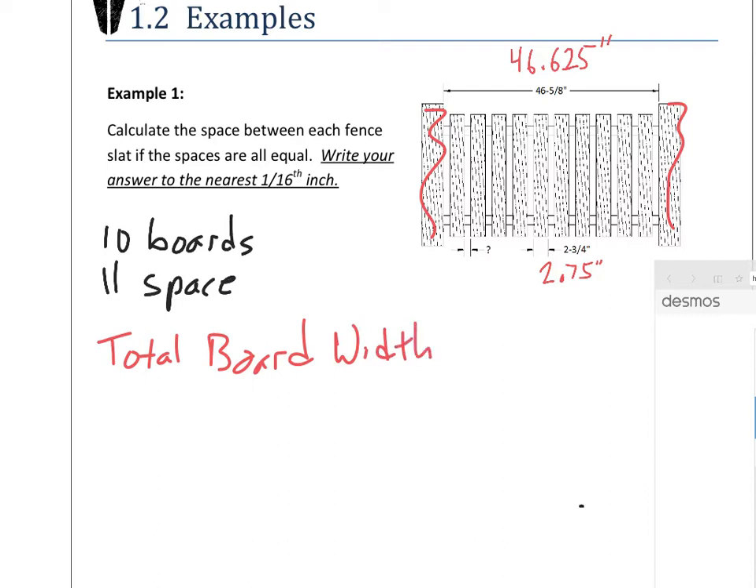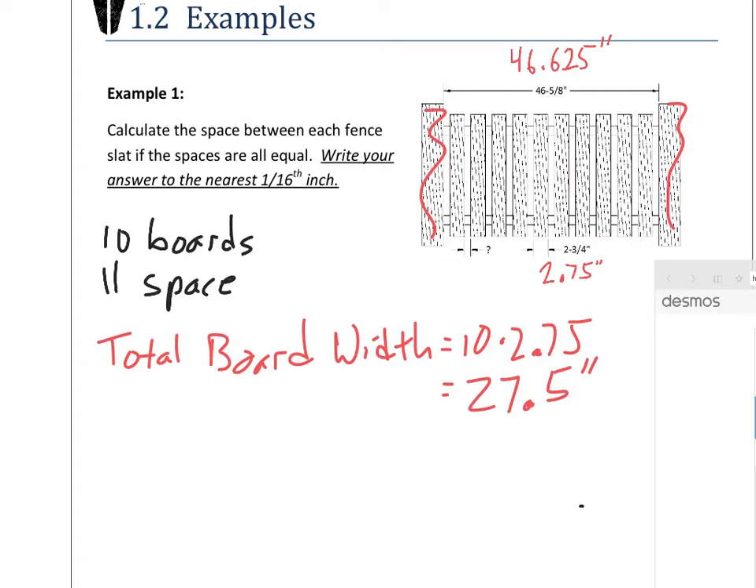That's the first thing we need, and that's going to be 10 times 2.75. Well, that's kind of nice because when we multiply decimals by 10, it just moves the decimal point over. Remember that from past experience, hopefully? So 2.75 times 10 is 27.5 inches. Great, so we got the total board width.